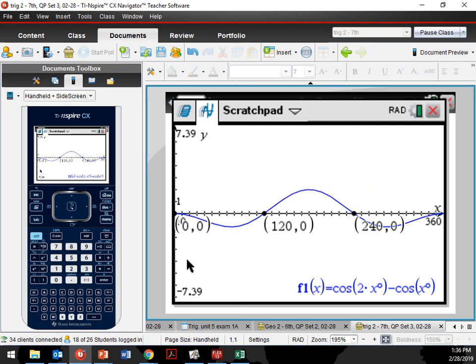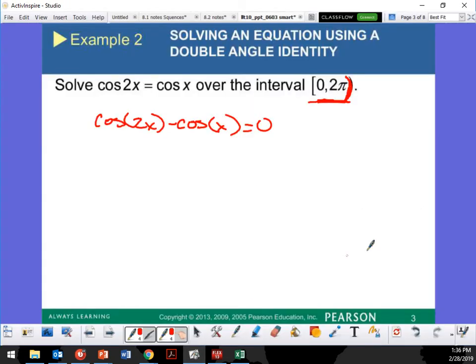Okay, all right, so my answer is 0, 120, 240. In radian, that's going to be what? 0, 2 pi over 3, and 2 pi is for 360. And what's my other one? 4 pi over 3.